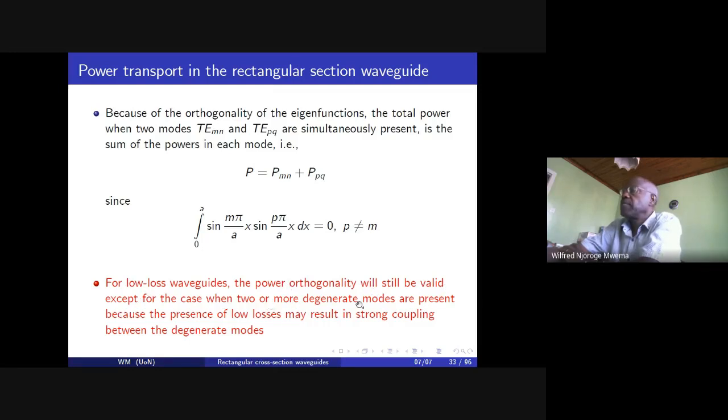So for a low loss waveguide, the power orthogonality will still be valid, except for the case when two or more degenerate modes are present. Just like we say degenerate energy levels in physics, in physical electronics we also have degenerate modes, where they have the same cutoff frequency although they have different mode indices. So when two or more degenerate modes are present, the presence of losses may result in a strong coupling between the degenerate modes.